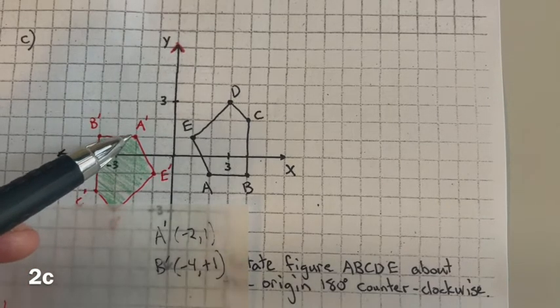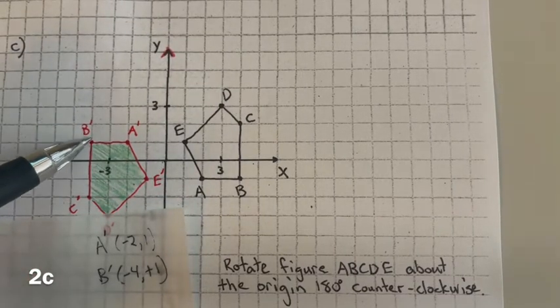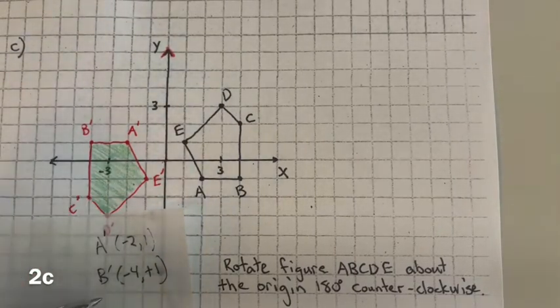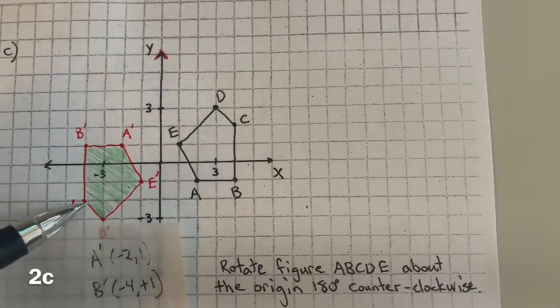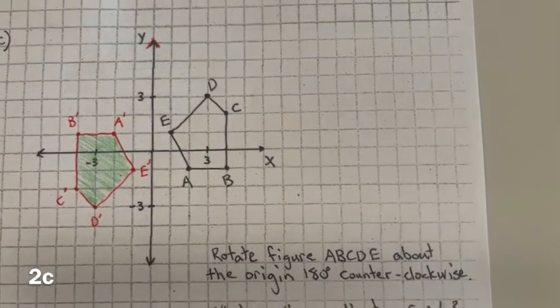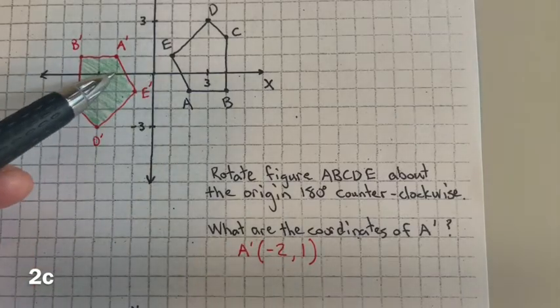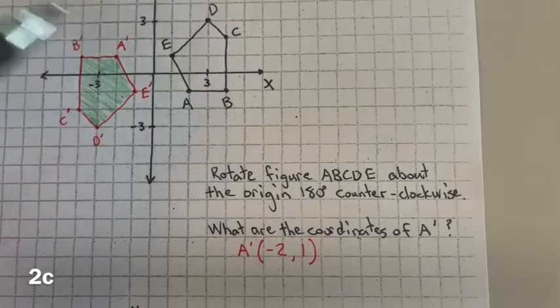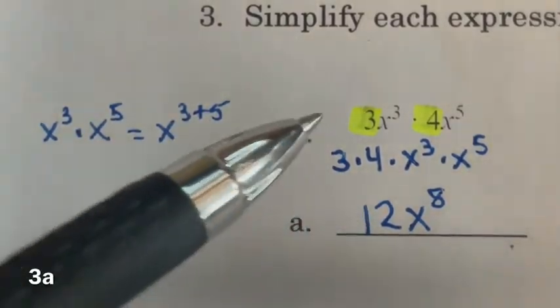And then I would use my coordinates that I marked down, negative 2, comma 1. There's A prime. B, negative 4, positive 1. And I would have done that for all of the other vertices on the graph. So what are the coordinates for A prime? Negative 2, comma 1.